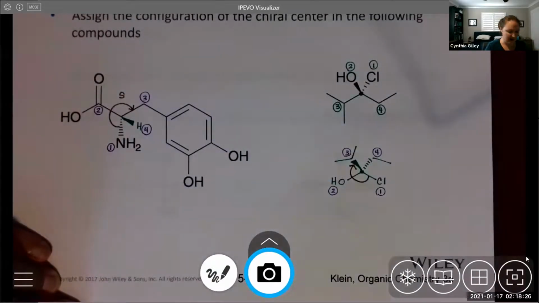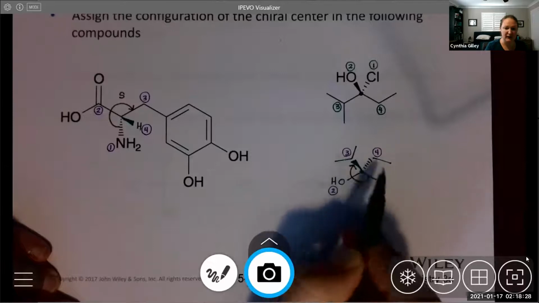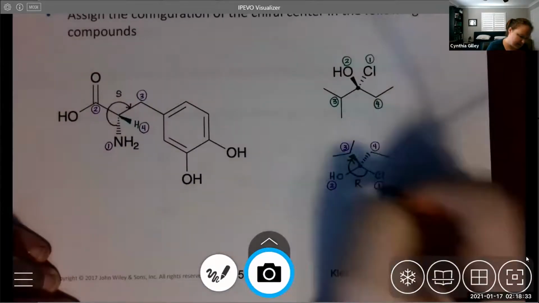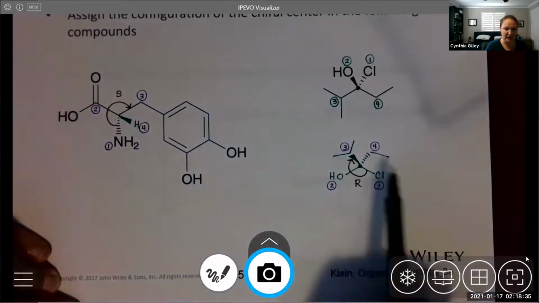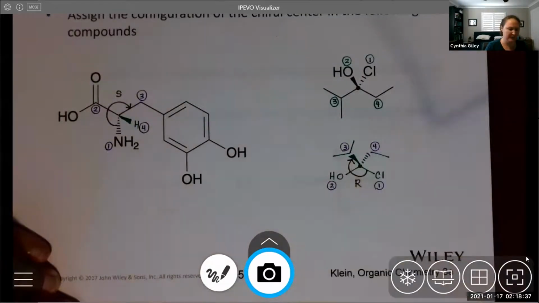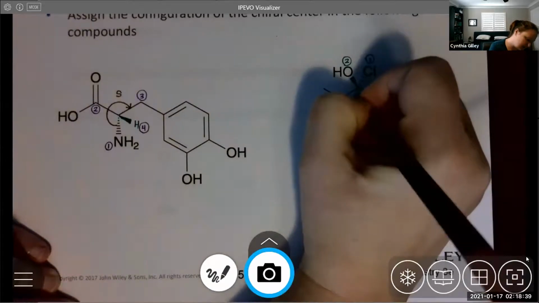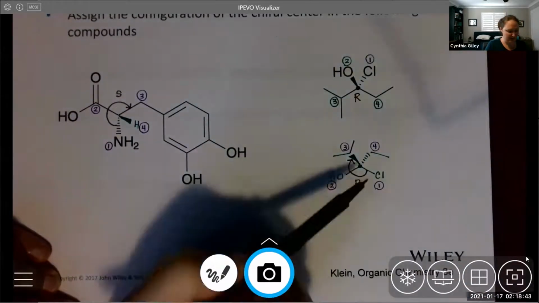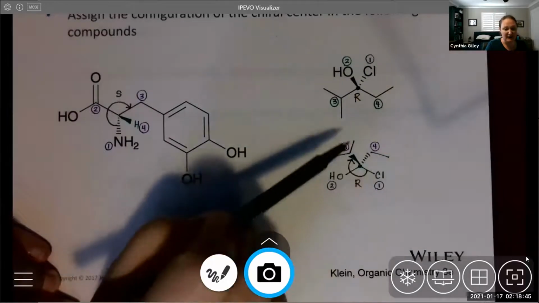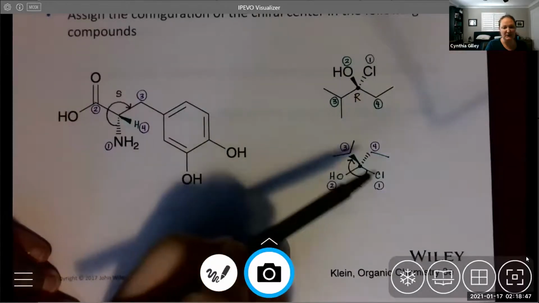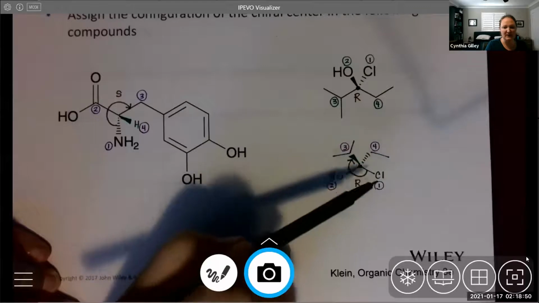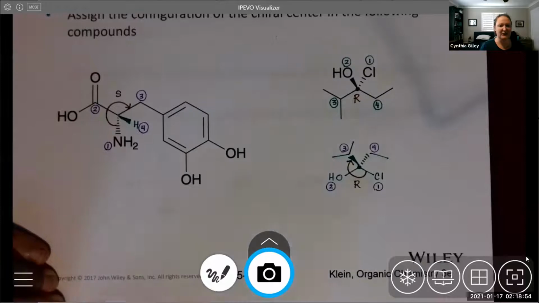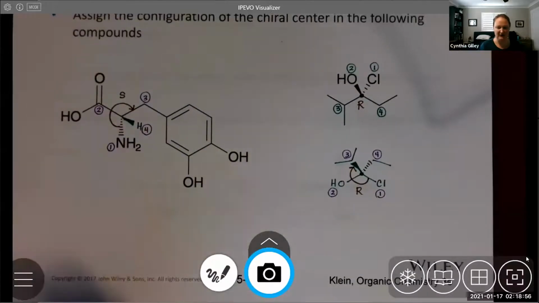Notice that I have got a clockwise directional arrow here, which means that this is R, and I don't have to switch it because my 4th priority is in the back where it's supposed to be, which means that this one is also R. Right? I know that they're both R because I switched two groups and I switched another two groups. When I switched two groups, it went to S, and when I switched the other two groups, it went back to R. Hopefully that makes sense to you. You can always let me know if you have any questions.